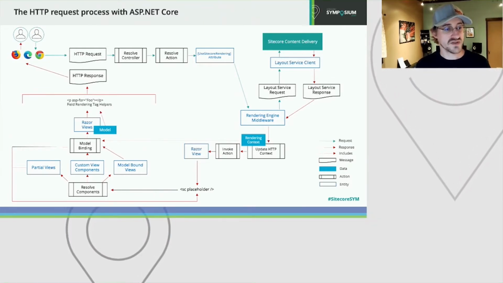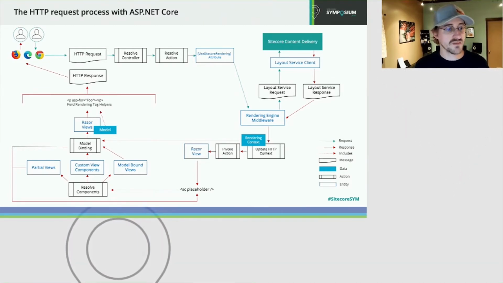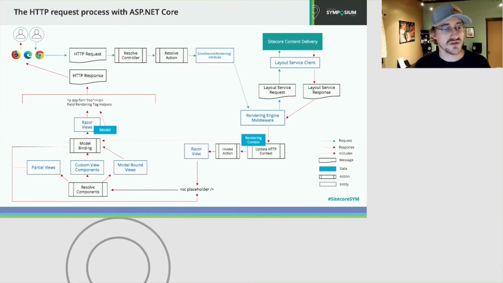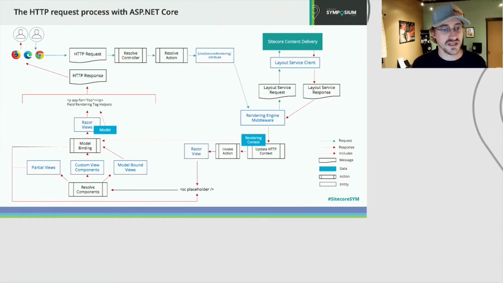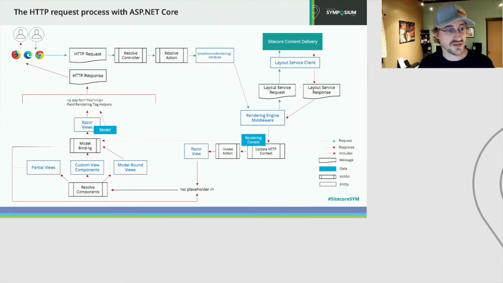You can implement those components with partial views or view components or something we call model-bound views. And in the process, take advantage of our extensions to ASP.NET Core model binding to get values from the rendering context into a strongly typed model, and then pass those values into our tag helpers to render Sitecore content fields or render values in other ways, ultimately creating that HTTP response that goes back to the user.